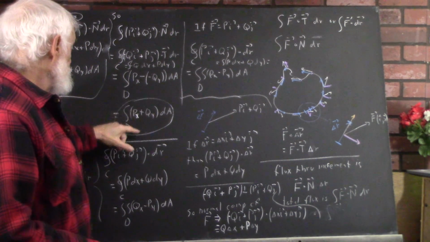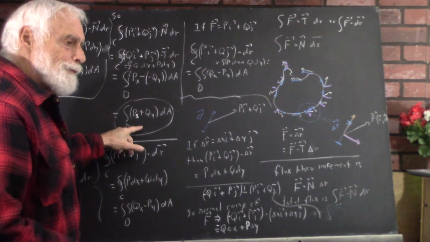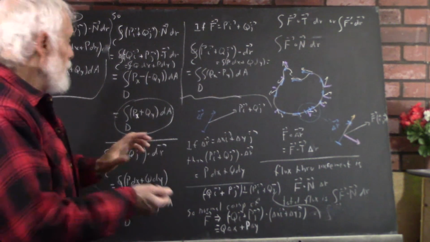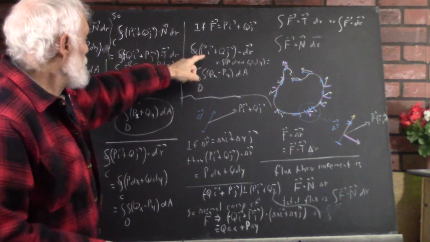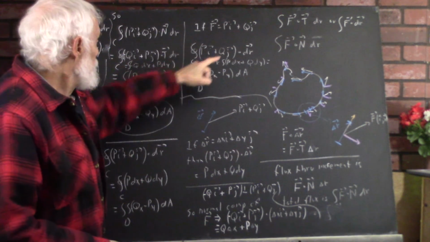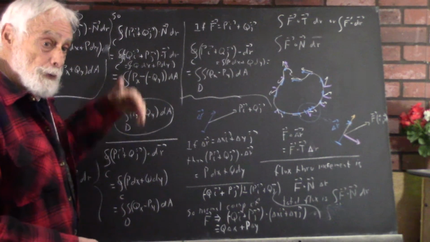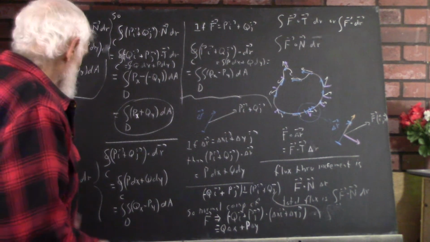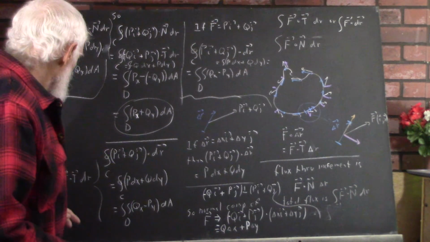So we end up with this. You want to think about that. It's just a matter of signs and what takes the place of what. So P has been replaced by negative Q, and Q has been replaced by P, because we're doing the normal component now, and that gives you this. The rest is quite simple.